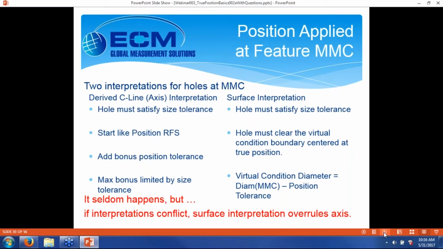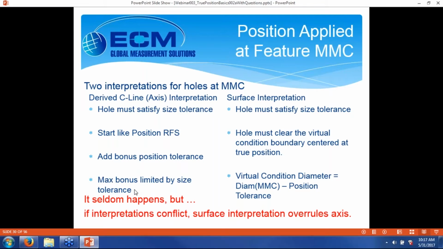There's two interpretations for holes in MMC. There's the derived center line, or axis interpretation, and there's the surface interpretation. In the derived center line, the hole has to satisfy the size tolerance, and you start calculating this just like position at RFS. You still do the measurements the same way, but then you'll add a bonus position tolerance based on the diameter of the hole.